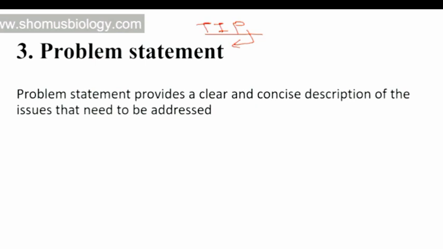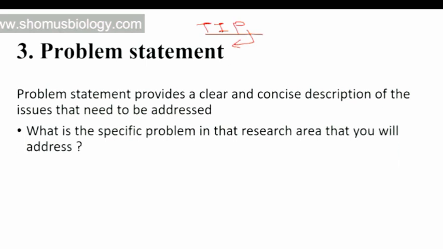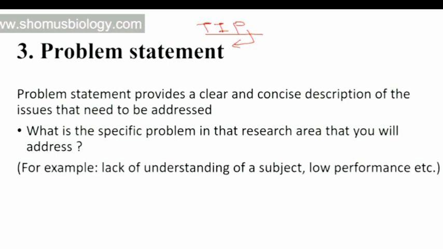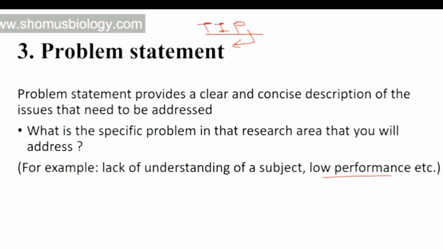So it should be a clear and concise description of the issues that need to be addressed with the help of your research. So you should follow this: what is the specific problem in that research area that you will address? For example, a lack of understanding of that subject or low performance. Let's say a technique is already there. You want to explore a new technique. Why? Your answer is there is low performance in the existing technique. That's why I'm going to find it out. Or let's say, although we know about that topic, we don't know about it in that detail. So your idea for that research proposal is to gain some more knowledge about that subject. So this can be your problem statement.